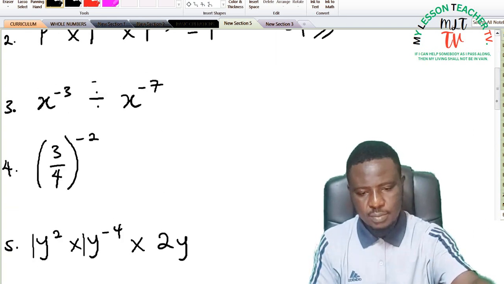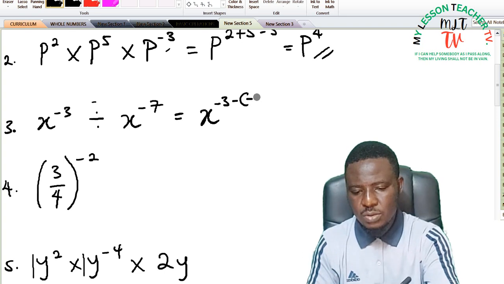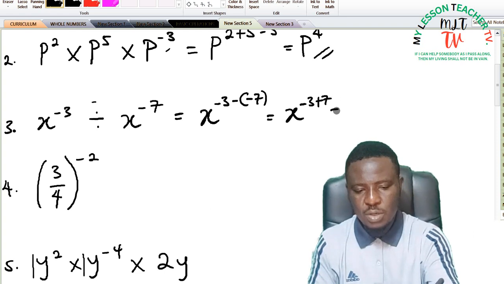Number 3: this is equal to the negative law. We have x raised to the power of minus 3 minus 7, which is equal to x raised to the power of minus 3 plus 7, which is said to be x raised to the power of 4.